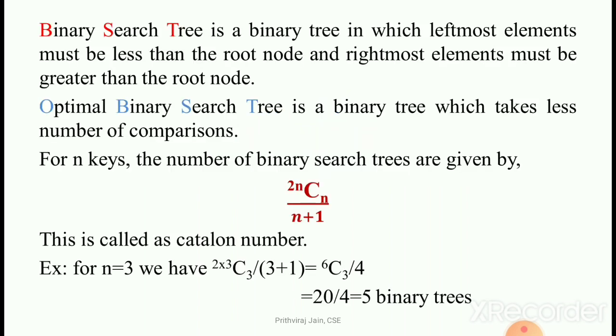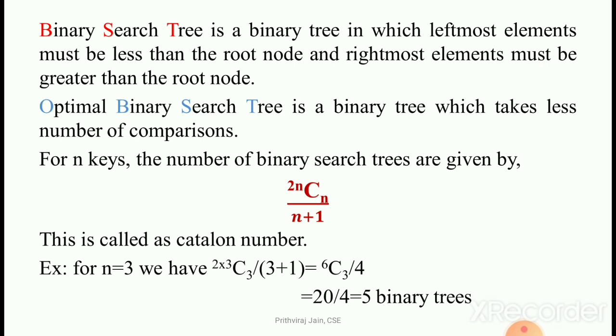First, let us see what we mean by binary search tree. As you might have studied, a binary search tree is a binary tree in which all the elements on the left must be less than the root node and all the elements on the right side must be greater than the root node. Now coming to the optimal binary search tree, it is a binary search tree which takes the least number of comparisons to search for any key element.